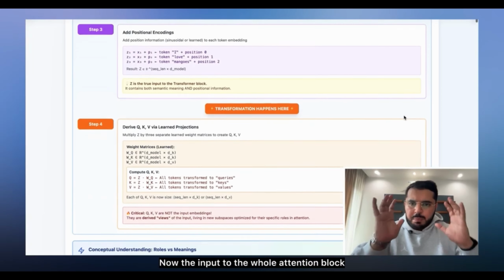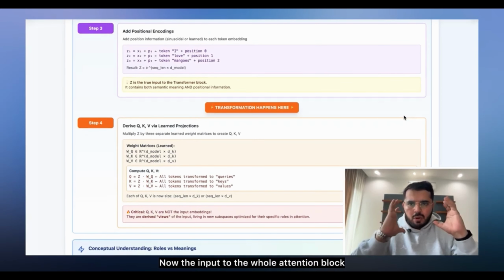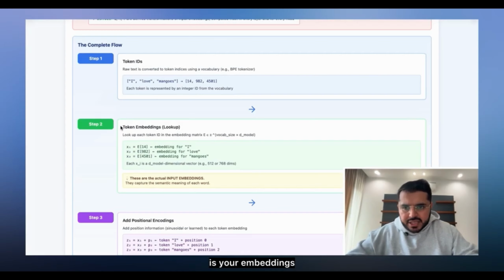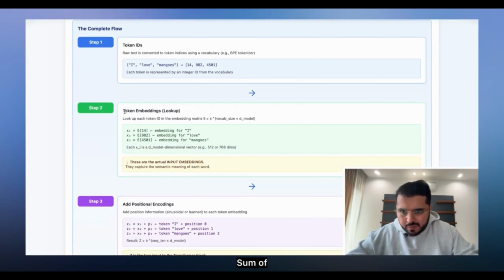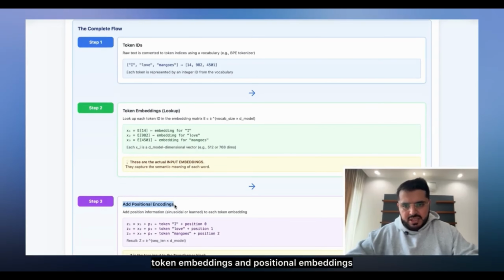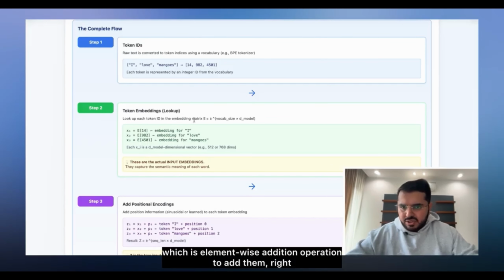Okay, now the input to the whole attention block is your embeddings. What embeddings? The sum of token embeddings and positional embeddings. So we will do an element-wise addition operation to add them.